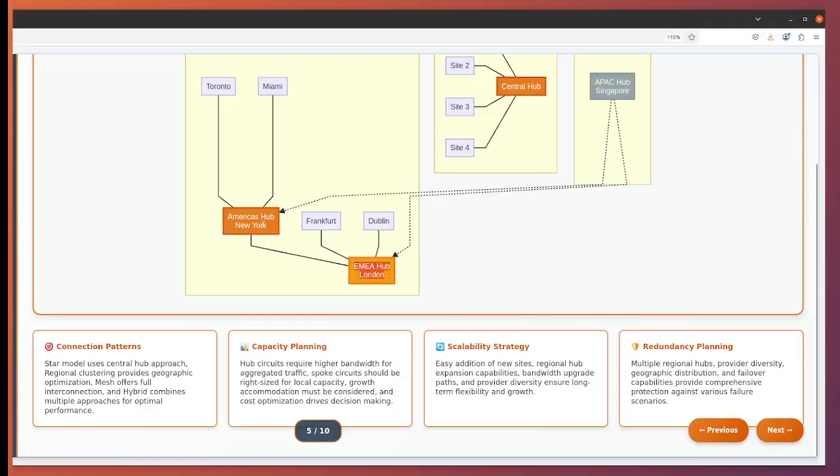Our recommended approach uses regional hubs to minimize latency and distribute load. New York serves America's traffic while London handles EMEA requirements. This topology planning directly influences our circuit sizing decisions. For example, New York gets 10 gigabits per second as the primary hub, while London gets 5 gigabits per second as a regional hub. The pattern also prepares us for future expansion into APAC regions without requiring architectural changes to existing connectivity.